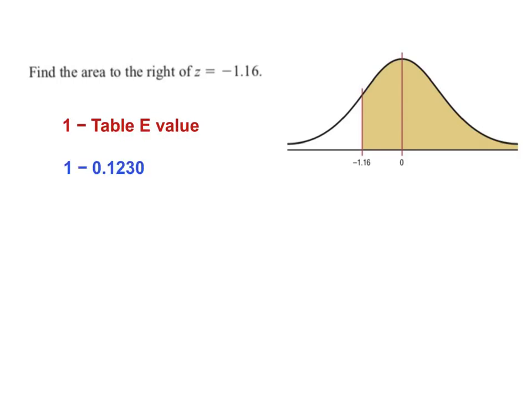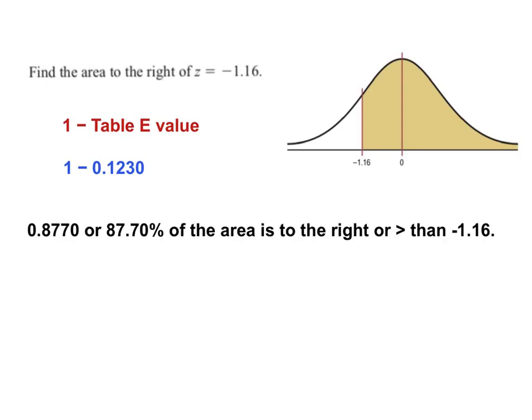0.1230. Okay, let's start there. That's the table E value, which essentially is this area in white, which is not the area I want. I want the rest of it. Correct. So that's why I subtract it from 1, and you get 0.8770, put the 0 on there. So 87.70% of the area is to the right, or greater than, if we get to probability.